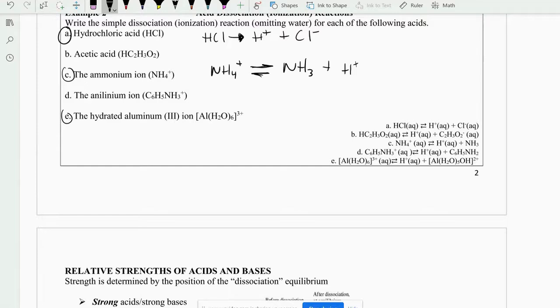Now take a look at this very last one here. This is a coordinate compound. Now, you wouldn't know that. I can tell because of this aluminum here. And if we were to take some of this hydrated aluminum 3, what's going to happen here is going to be a double arrow, and we are going to need to break off a hydrogen from this molecule somehow. Well, the hydrogen is going to come from one of these water molecules.